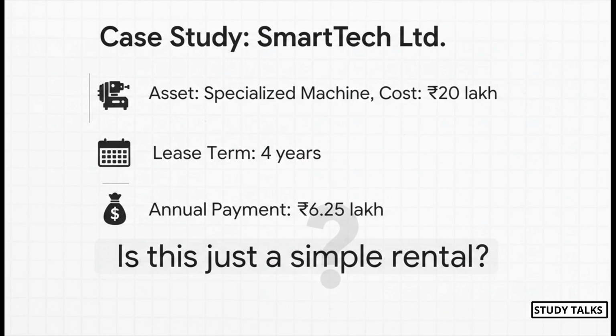Okay, let's bring this to life with a typical exam-style problem. You've got Smart Tech Ltd. They need a machine that costs a cool 20 lakh rupees. So they sign a 4-year deal to use one, and they agree to pay 6.25 lakh every year. Now the simple answer is, oh, it's just a rental. But AS19 says not so fast. We need to dig deeper. We're going to use this exact scenario to walk through all the rules.